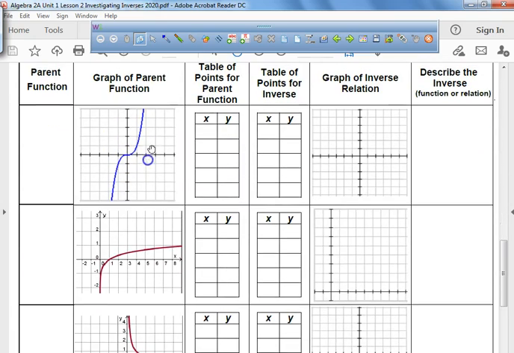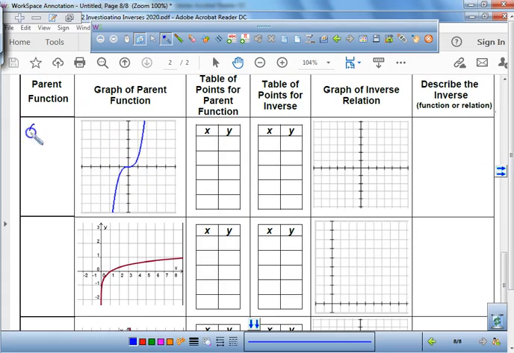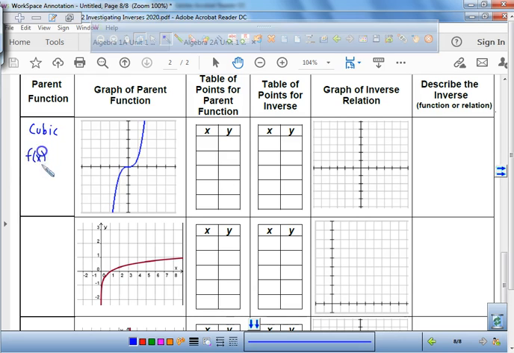This function right here is a cubic function, so I'll put cubic. And this is f of x equals x cubed. This is your logarithmic function right here. So write logarithmic. And that's going to be f of x equals, now typically it's log base b of x, but we're actually going to be using base 2. So I want you to write f of x equals log base 2 of x.